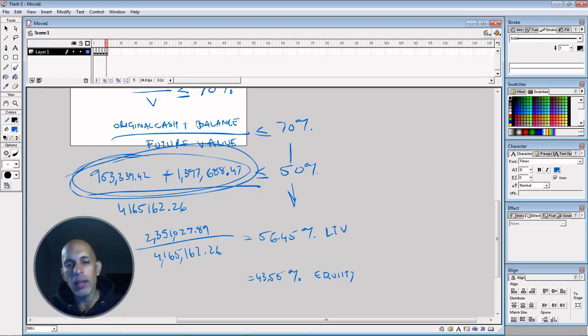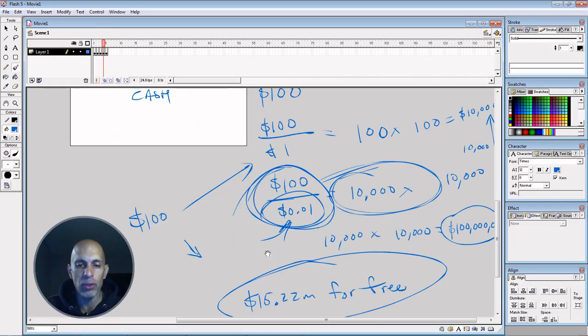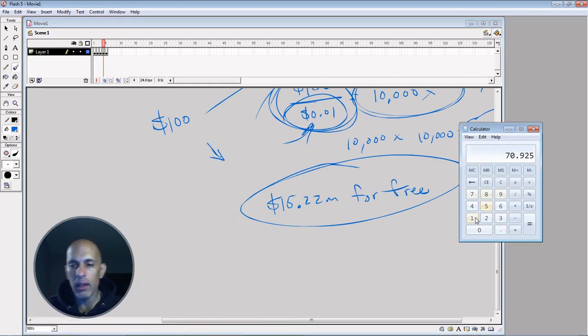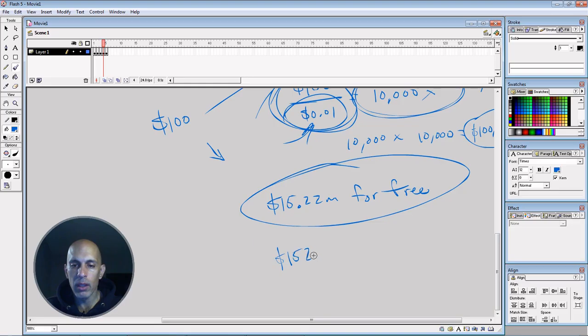And if you do that many times, let's say 15 million, we're going to stick with the 15.22 million. Let's say you do that 10 times. 15.22 million times 10 is $152 million. That's your exit in 40 years.